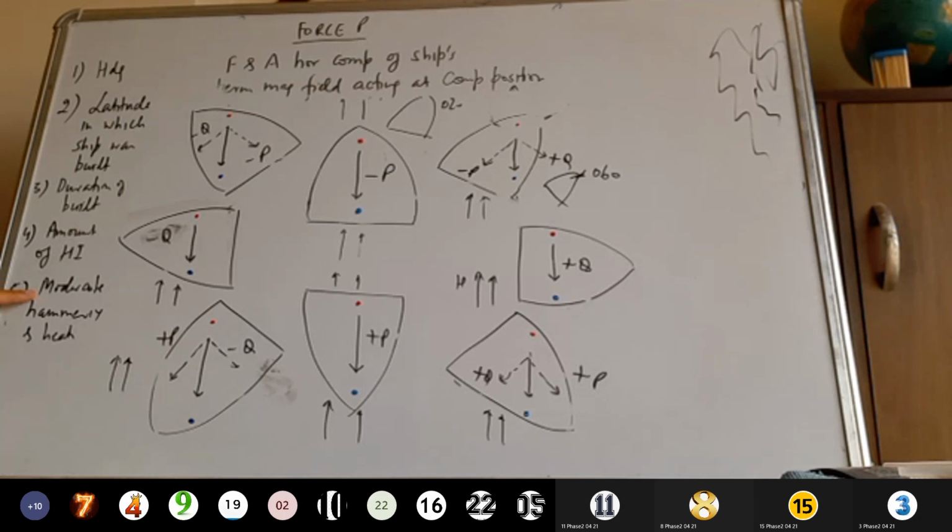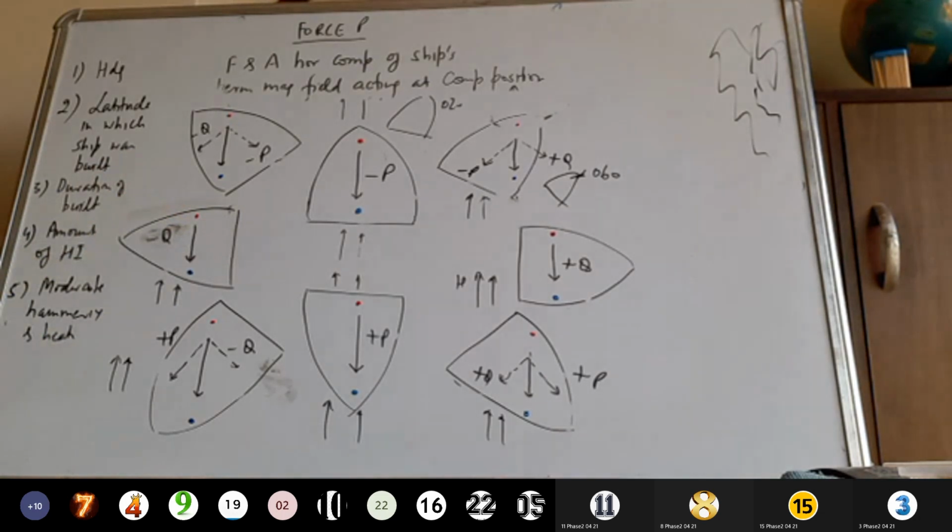So the fifth point is moderate hammering and heating. Not too much hammering and heating. When the ship is built, the steel plate is hammered to make it straight, or the welding is done and the gas cutting is done. So because of that, you are heating the plate. When you are heating the plate, you are giving more thermal energy to the electrons. So the electrons align in the same direction. That is what magnetism is. The cluster of electrons, which are called domains, get aligned in the same direction as the applied field.